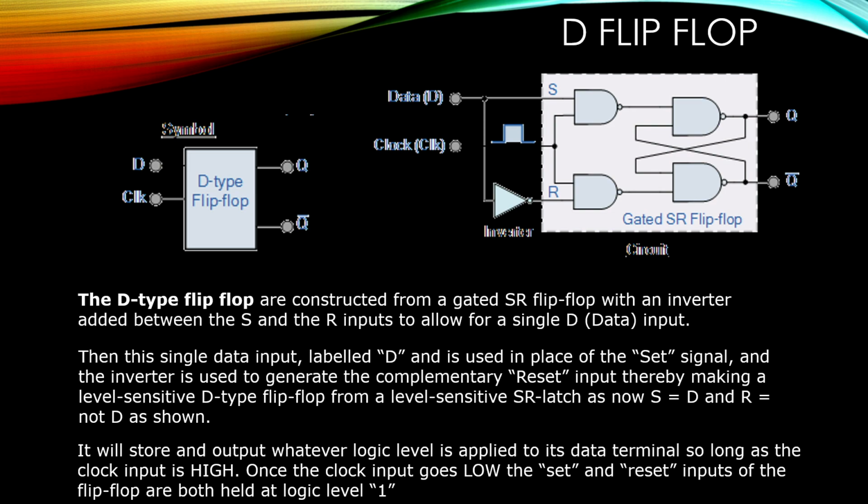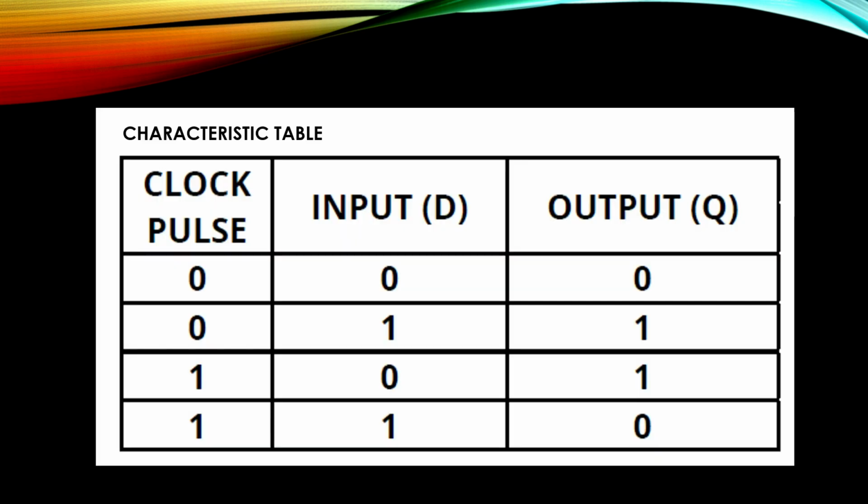It will store and output whatever logic level is applied to its data terminal so long as the clock input is high. Once the clock input goes low, the set and reset inputs of the flip-flop are both held at logic level 1. Characteristic table for D flip-flop.